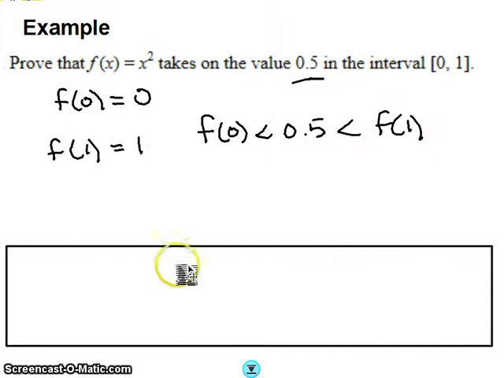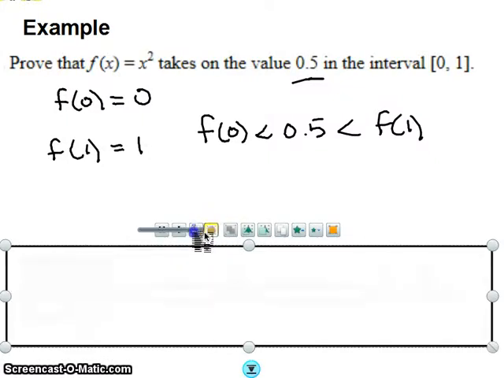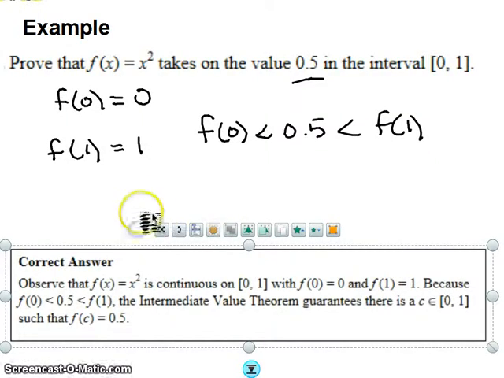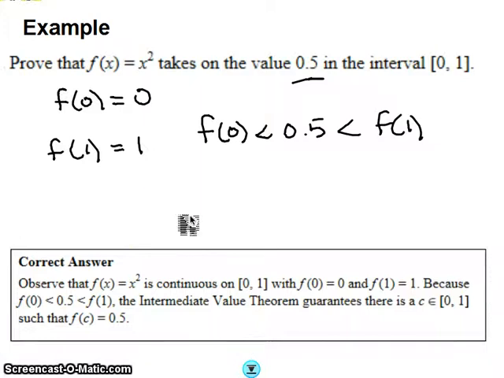To look at it a little bit more formally, here is something out of your textbook that you can look at how they wrote the solution. If you notice, they talk about the fact that x squared is continuous on that interval. They evaluate it at the endpoints. They write the similar inequality that I did, and they say the intermediate value theorem guarantees that there is a c value in that interval, such that when you evaluate it at c, it's equal to 0.5. Again, it doesn't help us find what c is. It just shows that it exists.